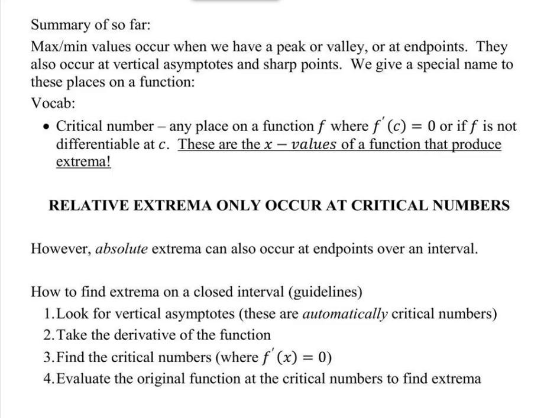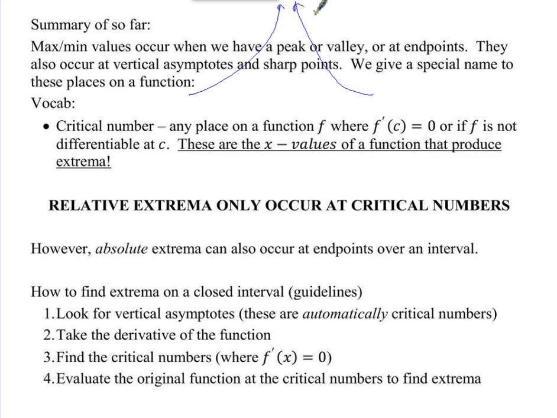So here's where we're at. Maximum and minimum values occur when we have a peak or valley, or at endpoints if we have a closed interval. They also occur at vertical asymptotes and sharp points. Think about that one for a second. If I have a vertical asymptote, then my graph does something like that. Maybe it comes back down.